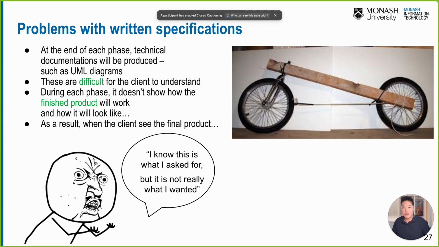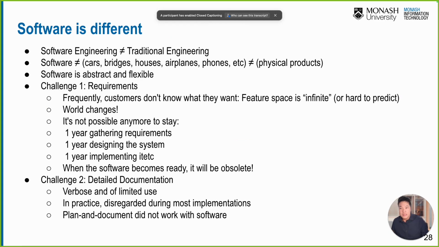Okay, and another issue is about the communication as well. A client may not be able to wait, let's say, 1 year to see the final product, right? So they want to see the working products every sprint, every week, every month, that kind of thing, to ensure that we are on the right track. So that's why waterfall is not really effective nowadays.